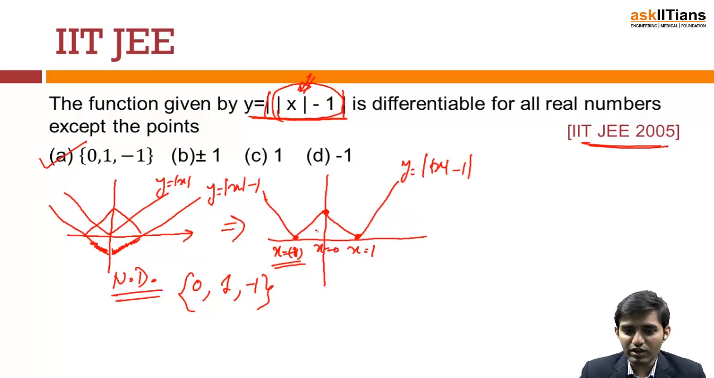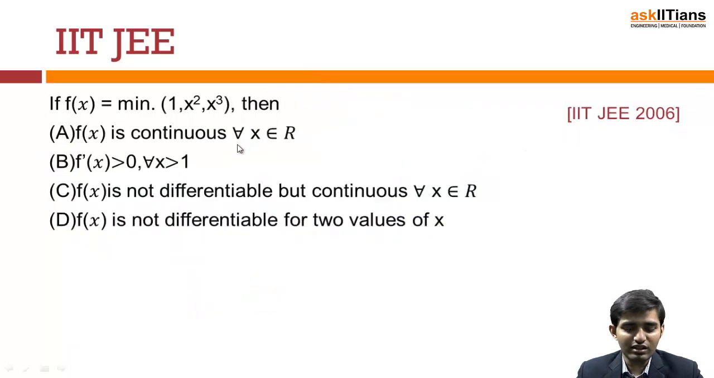If this is the graph of the function, we can clearly see from the graph that there is a sharp corner at this point, and at this point, at all the 3 points. So it will be non-differentiable at all these 3 points. So it will be non-derivable at 0, 1 and minus 1. Okay, that's it. Let us see the third question.